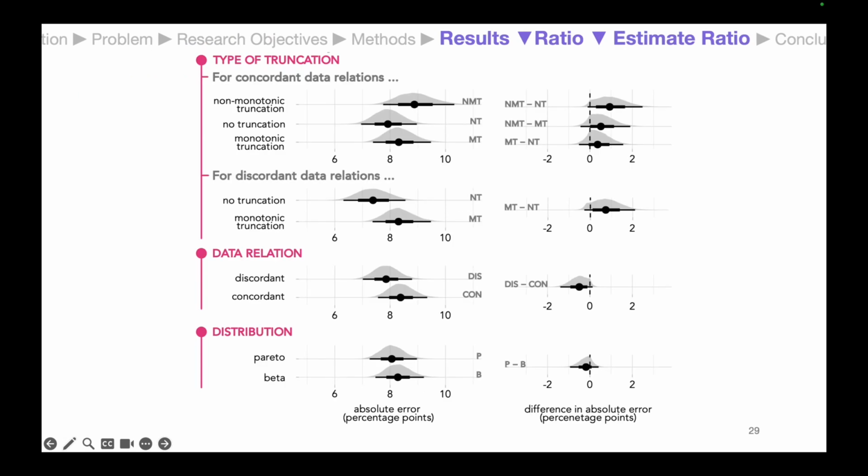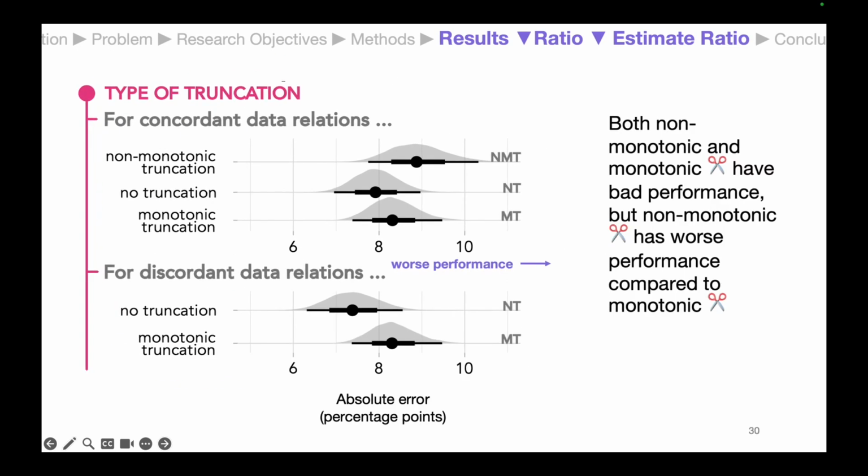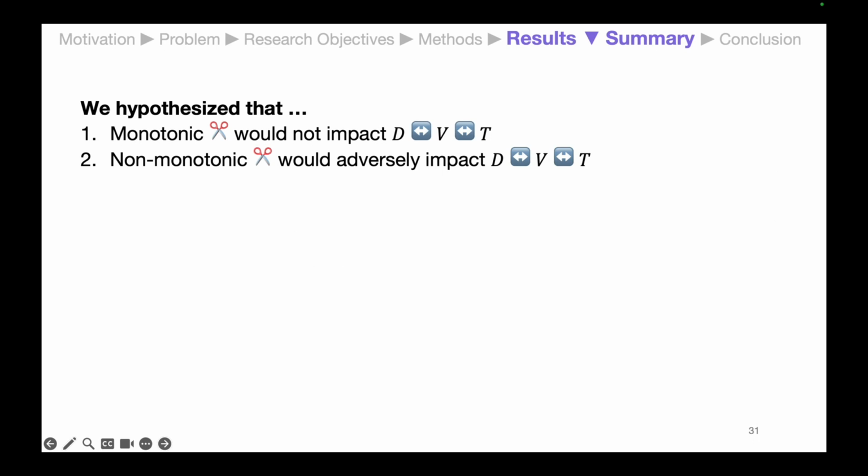Here are the total results for the task estimate ratio. Specifically, we see that both non-monotonic and monotonic truncations have bad performance, but non-monotonic truncations has worse performance compared to monotonic truncations. Recall that we had 2 hypotheses. First, we hypothesized that monotonic truncation would not impact d of v t. Second, we hypothesized that non-monotonic truncation would adversely impact d of v t.